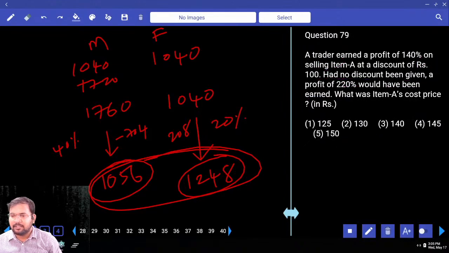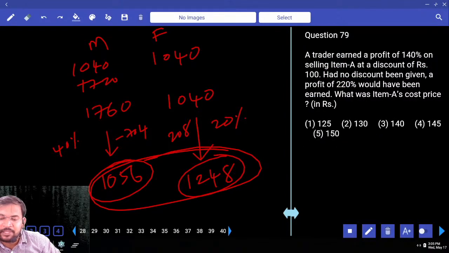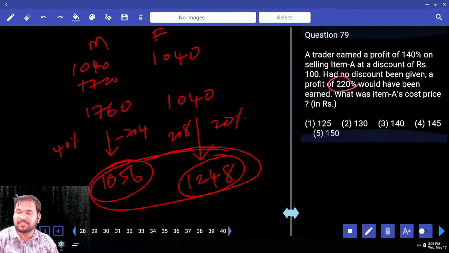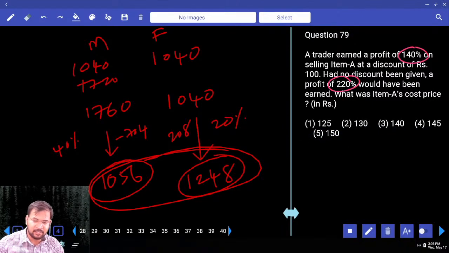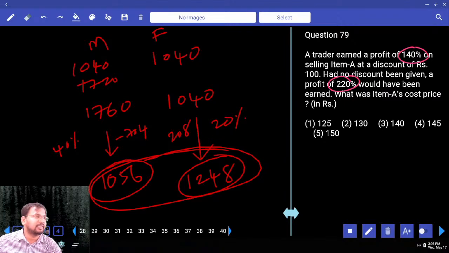A trader earned a profit of 140% on selling an item at a discount of 100 rupees. Had there been no discount, a profit of 220% would have been earned. What was the item's cost price? 140 and 220, the difference is 80%. That 80% is nothing but the 100 rupees discount. 80% is 100, so 100% is 125.